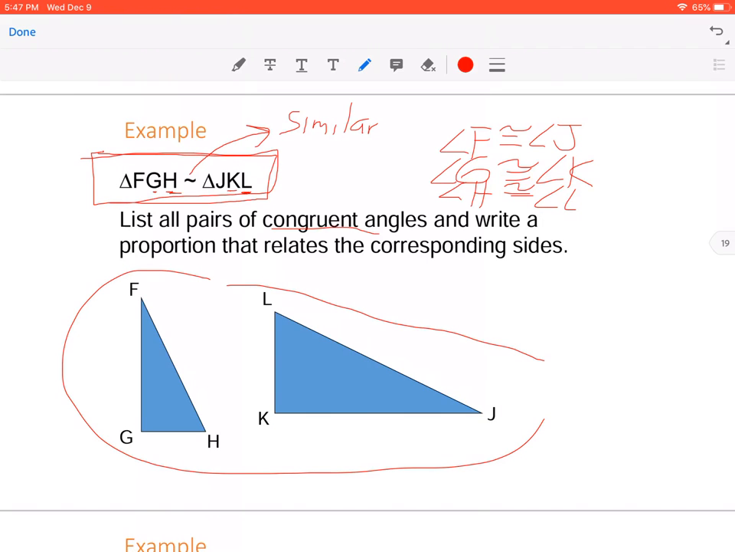That tells you everything. So FG should be proportional to JK. First two go with first two. GH goes with KL. So GH and KL have the same proportion. And then the last one, F and H, that's first and third, go with J and L. Okay?